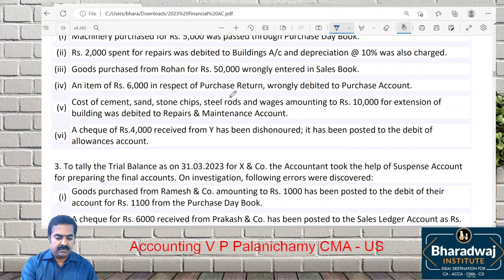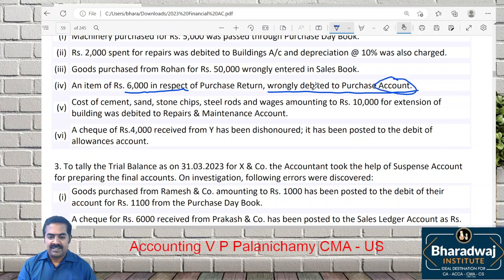What is the next one? 6,000 in respect of purchase returns wrongly debited to which account? Purchases account. Now, is there a mistake in account? Is it a mistake in journal entry? Account, not in journal. Instead of recording in purchase returns account, you recorded in which account? Purchases account. How to rectify that?